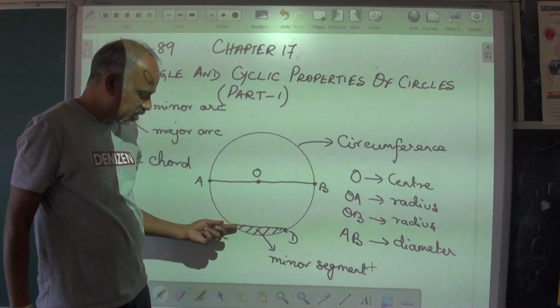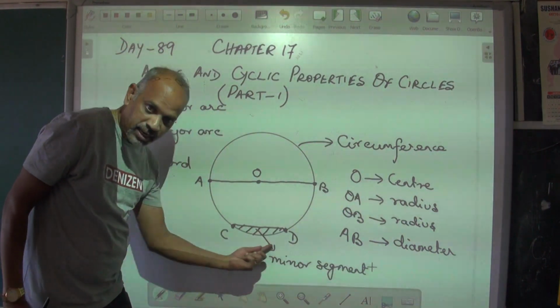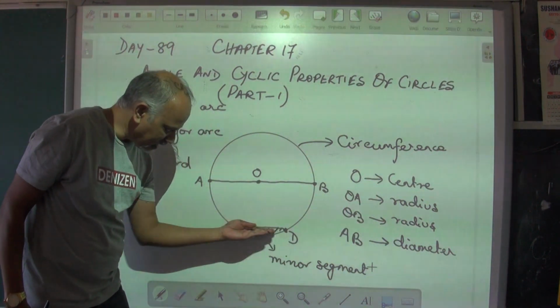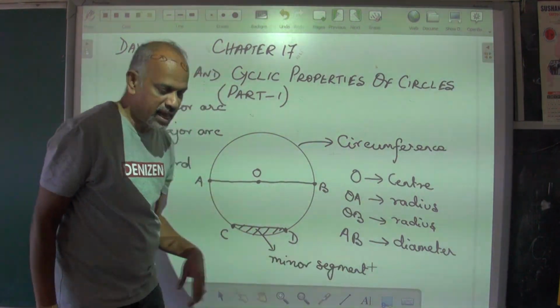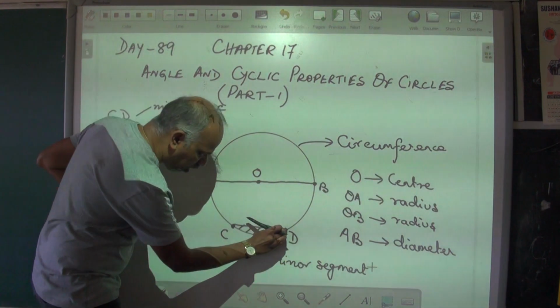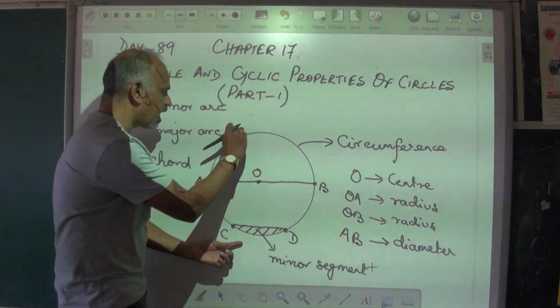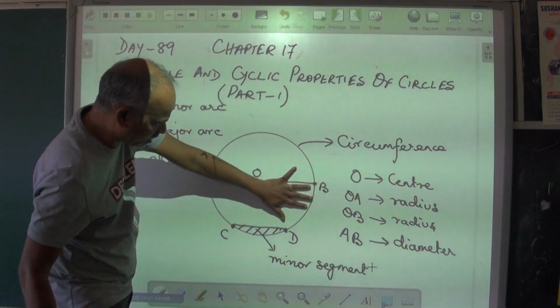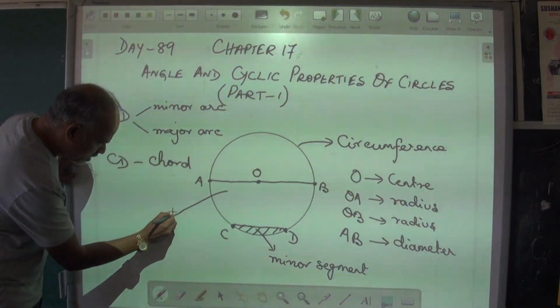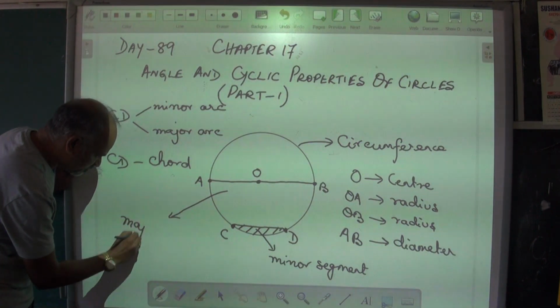Because it lies between the chord and the minor arc, this area in between them, which is shaded, is called the minor segment. And between the chord and the major arc CD, this is major arc CD, this unshaded portion is called the major segment.